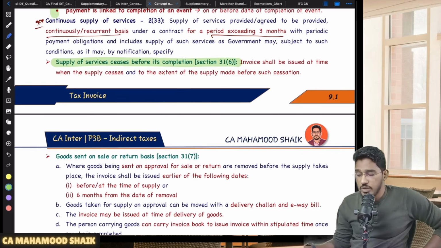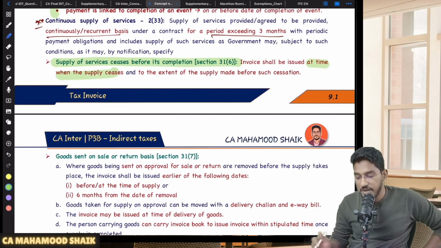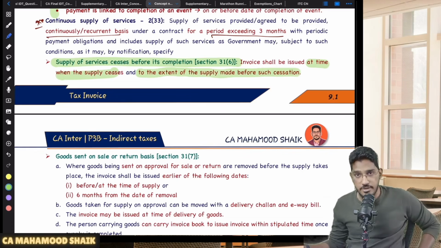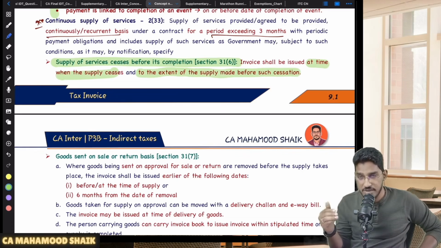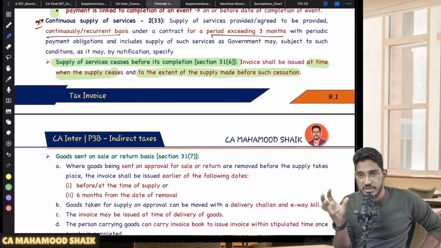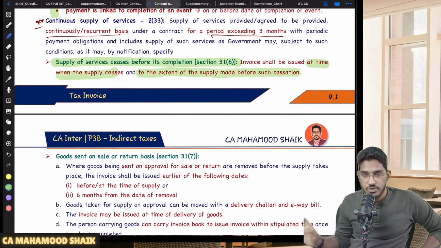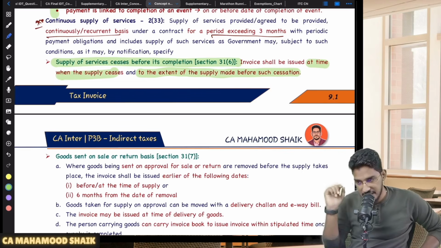Yes. And that invoice you have to issue at the time when that supply ceases. Whenever that supply of service is stopping, at that point of time you are required to issue the invoice, not for the full amount, only to the extent of supply made before such a cessation. Whatever portion of supply I have provided before stopping, for that portion I have to issue the invoice at the time when that supply is ceasing.